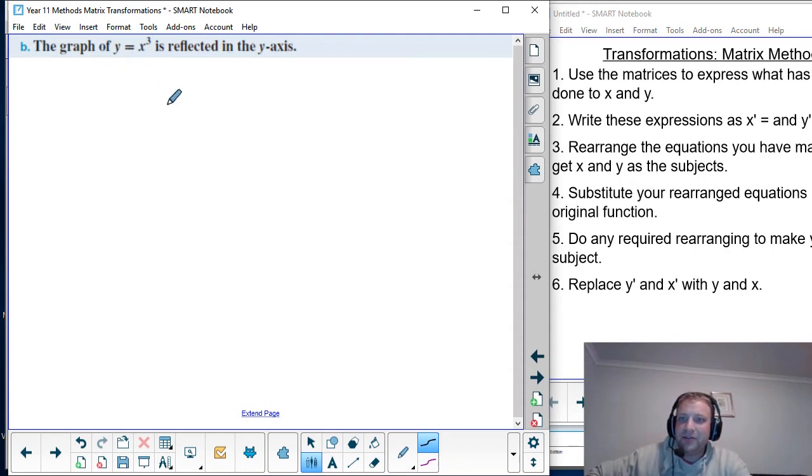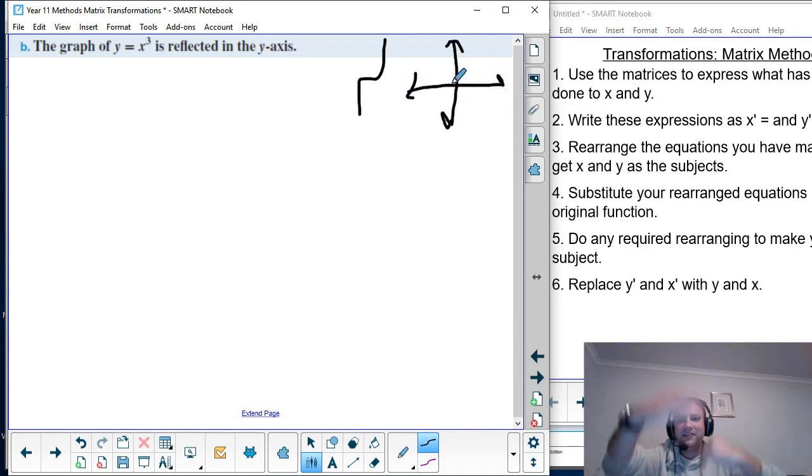We've got x cubed, which we know normally looks like this, and we're going to be reflecting it in the y-axis. It's really important to get your head around whether these transformations that have been done to your graph are being done up and down, or side to side. This says that we're reflecting in the y-axis. This is our y-axis.